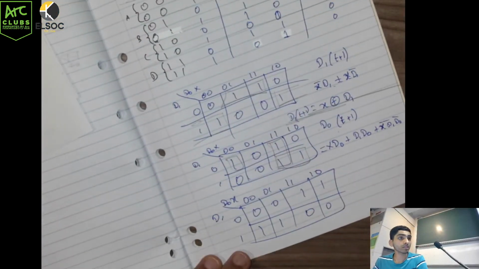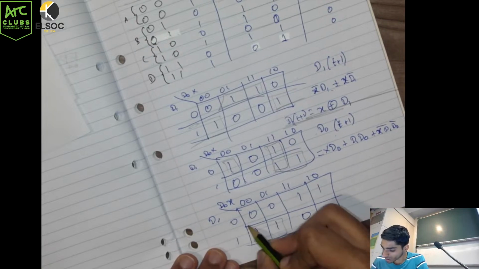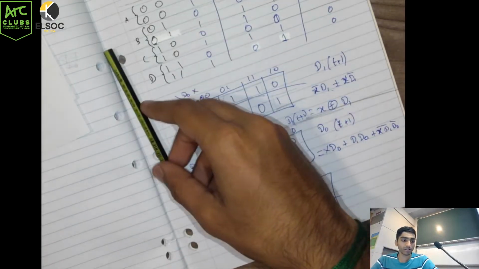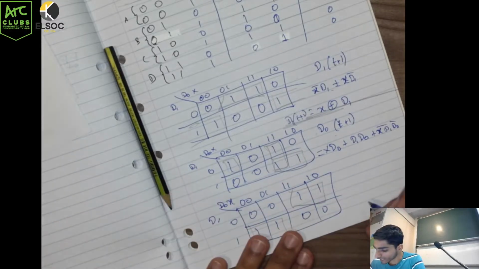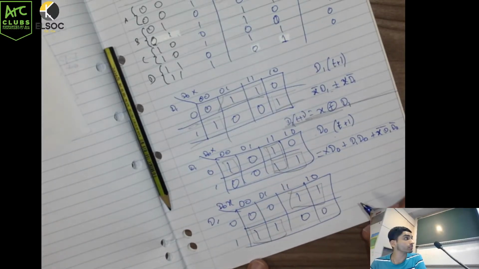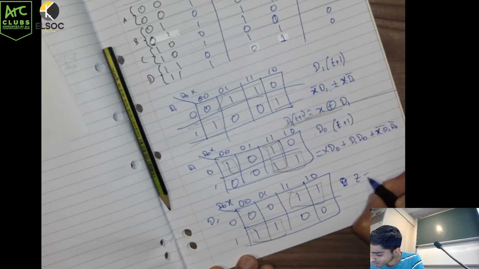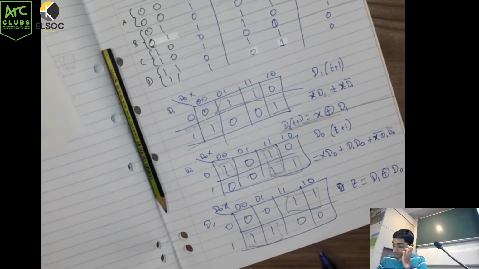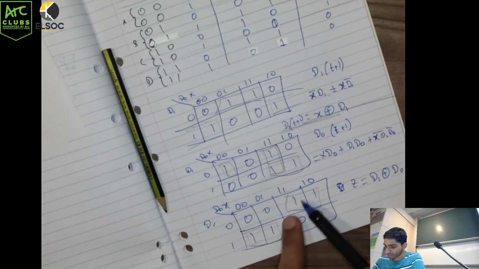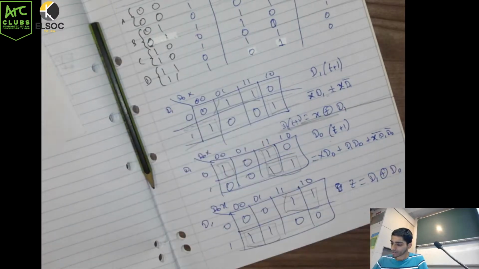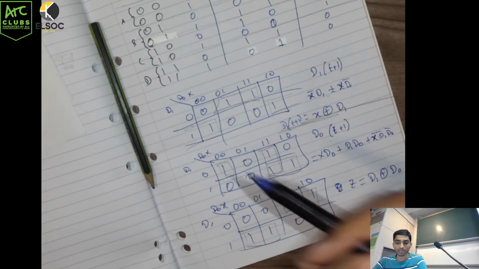Okay, and we can draw a nice one here, nice one here. Just by practice, this is an XOR between D1 and D0. Therefore, this is Z equals D1 XORed with D0. Okay? We can kind of visualize that here. And now we have our three equations for D1, D0, and Z.